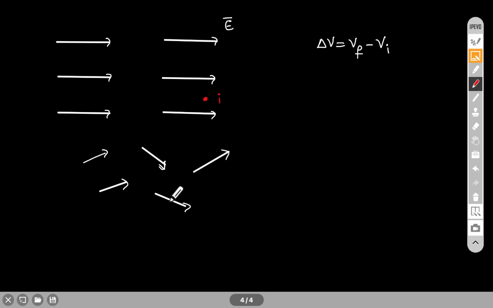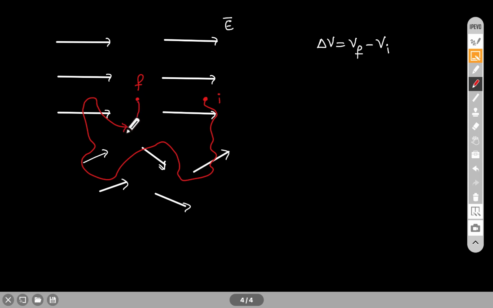But here the electric field does weird things. It points in all sorts of directions and it has different magnitudes, not uniform, and that is not great. Now, let's say the final point is here, but the path that somebody chooses for us to find the potential difference does something like this.